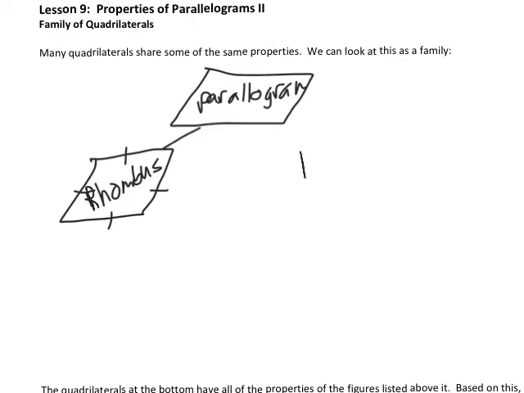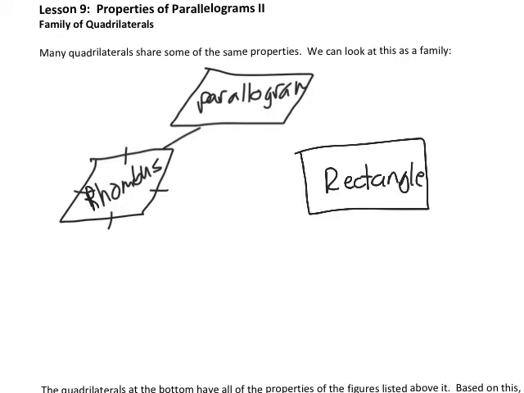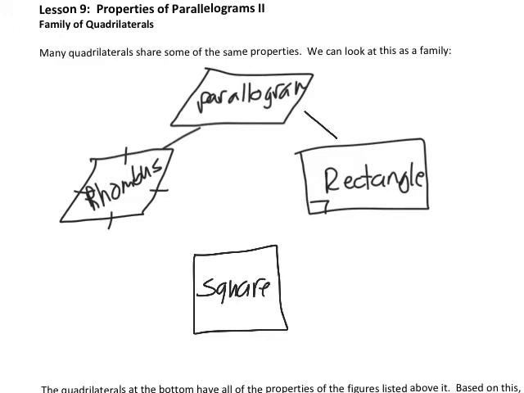And then we also have a rectangle. So the rectangle is also a parallelogram, but it has the property that it has at least one right angle. And it has all the other properties of the parallelogram. And then finally we have the square. And the square is both a rectangle and a rhombus because all four sides are congruent and it has a right angle. So the way you look at this diagram, the square has all the properties of everything above it.